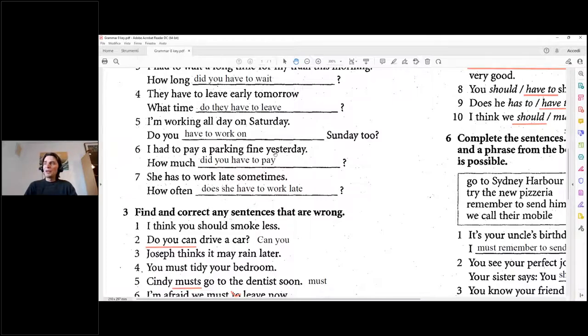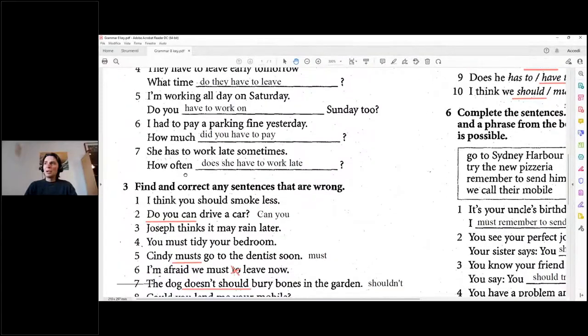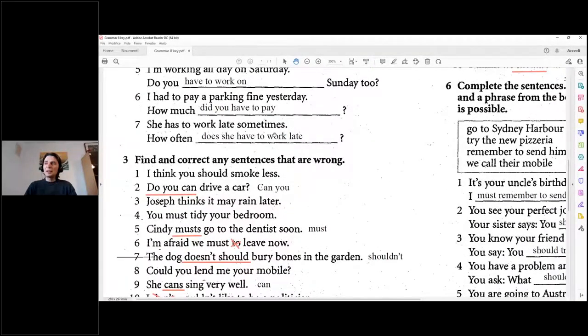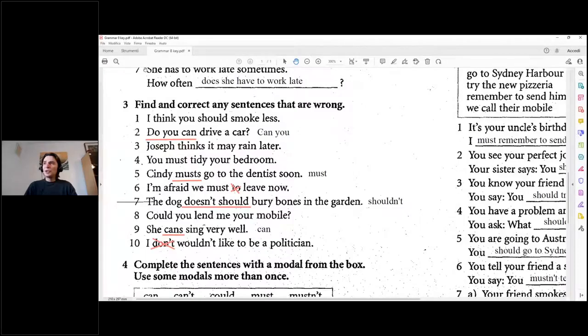I had to pay a parking fine yesterday. How much did you have to pay? Right? How much did you have to pay? She has to work late sometimes. How often does she have to work late? Okay.